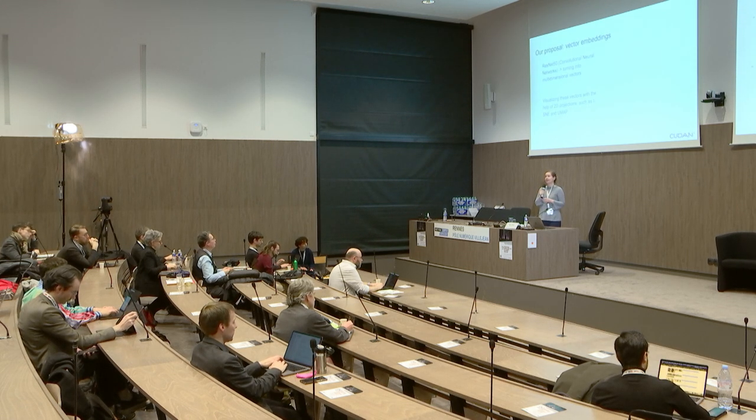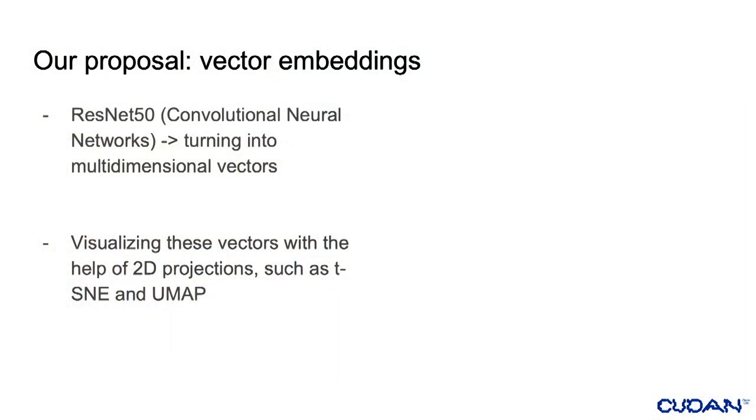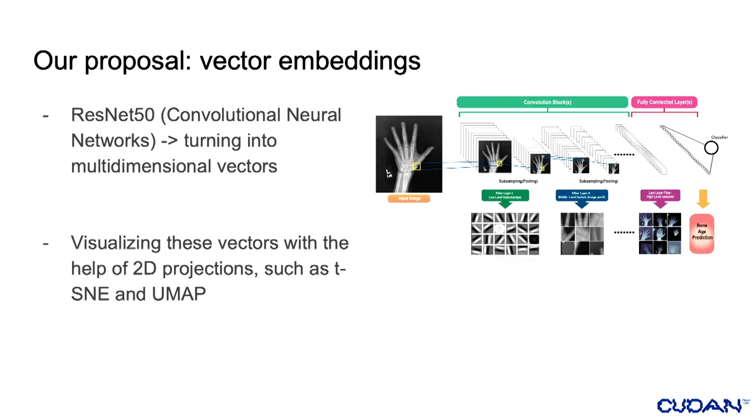So already yesterday we were using a distant viewing toolkit where we did vector embeddings of the images. This is basically what we also do in our approach. We have run ResNet 50. We have turned the images into multidimensional vectors based on the different ways the images are similar to each other.